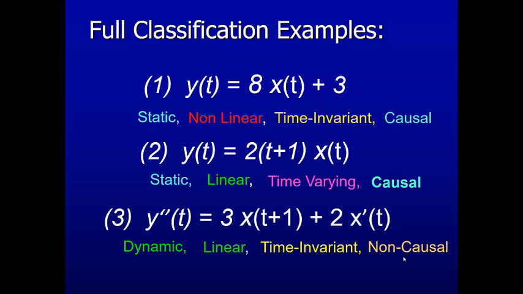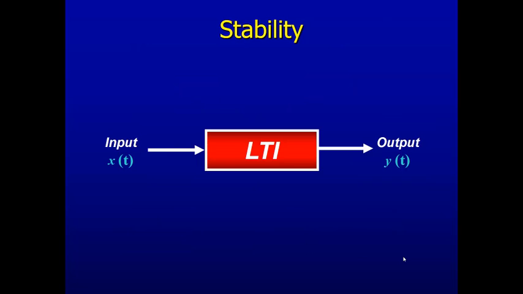We can't make systems that anticipate the future, that need future information in order to operate now. If we could, we'd all be winning the lottery and we'd be doing something else other than being in class right now. So linearity, time invariance, static and dynamic, causality.